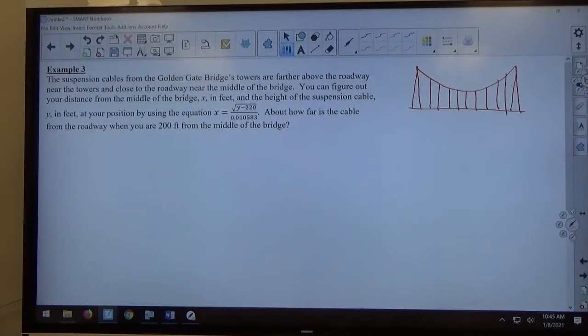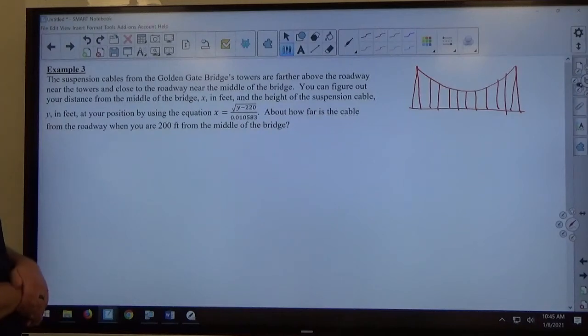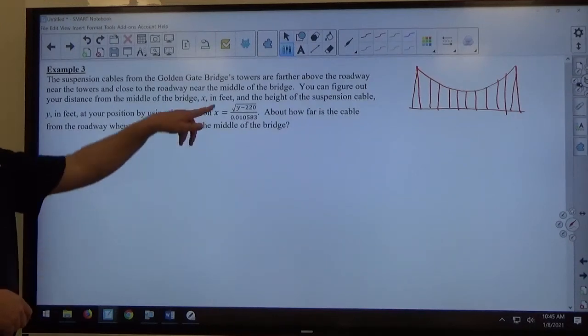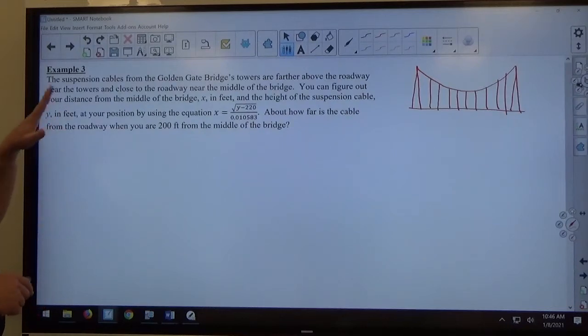You can figure out your distance from the middle of the bridge, x in feet, and the height of the suspension cable, y in feet, at your position by using the equation x equals the square root of y minus 220, over 0.010583. Engineers make bridges, by the way, so that's probably the real formula for that. Now, how far is the cable from the roadway when you're 200 feet from the middle of the bridge?